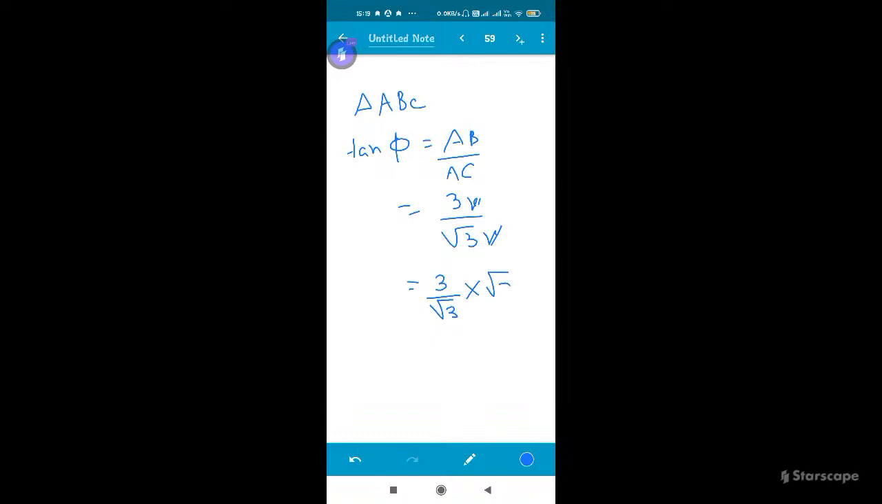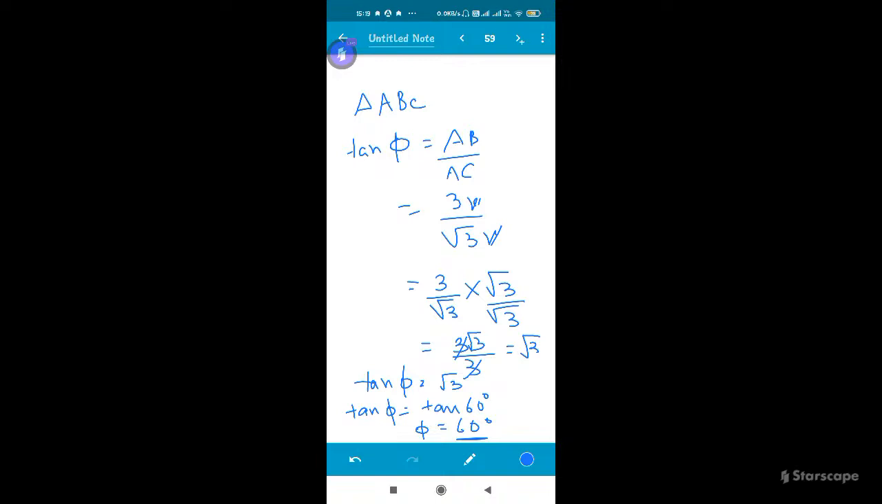If we rationalize it by multiplying root 3 on the numerator and denominator both, that gives us root 3. That means tan phi is equal to root 3. So root 3 can be written as tan 60 degree. So the value of phi, or the value of that angle, is 60 degree. So this is the answer. Hope it is clear.